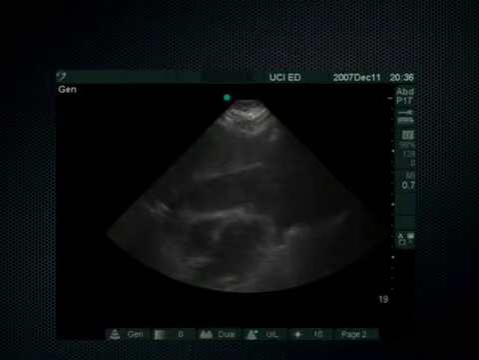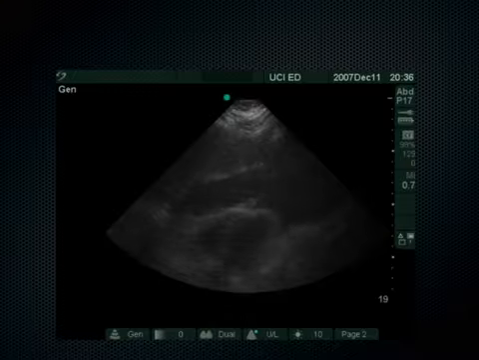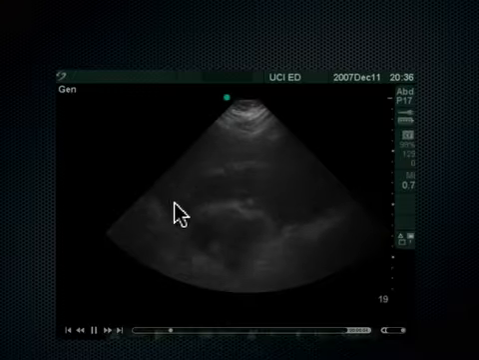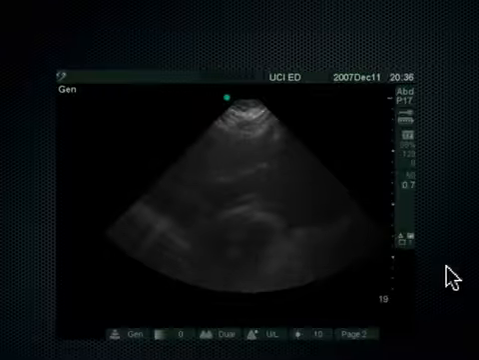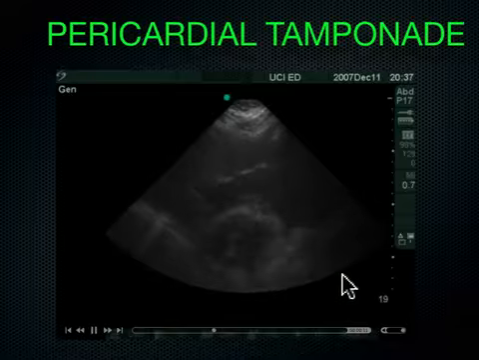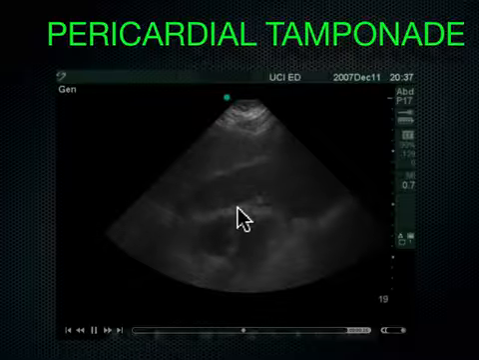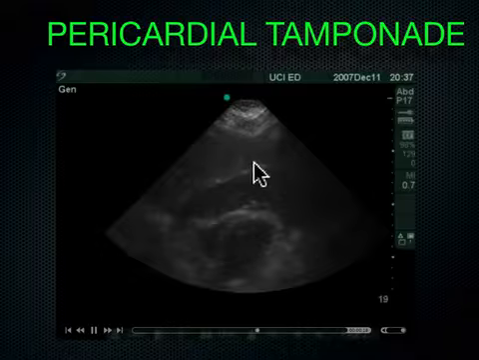This next one shows, hard to tell what's going on, but this is the pericardium out here. Here's the myocardium. The heart's really not able to fill that well. This also is pericardial tamponade, based on the patient's blood pressure, and also the fact that this is a several centimeter pericardial fluid collection.